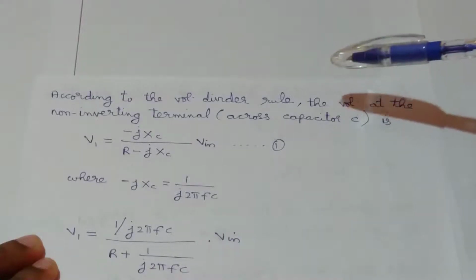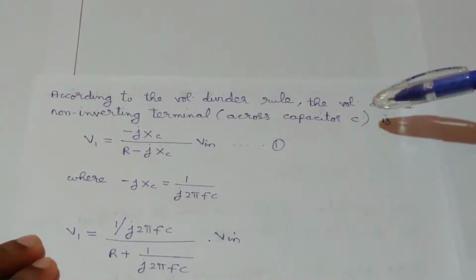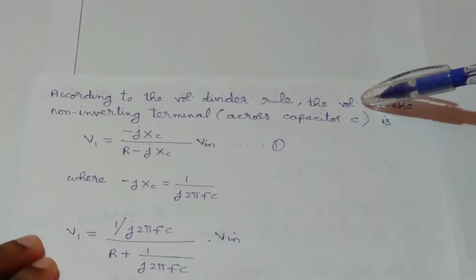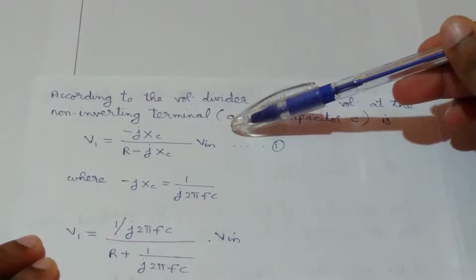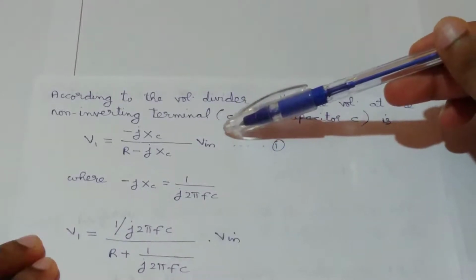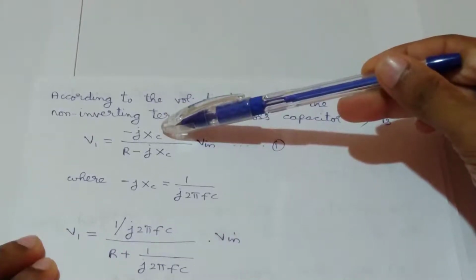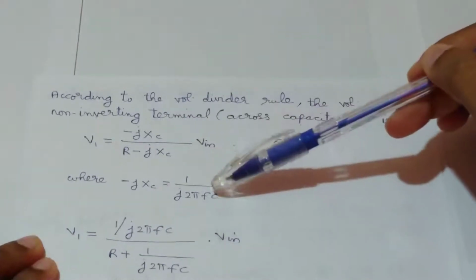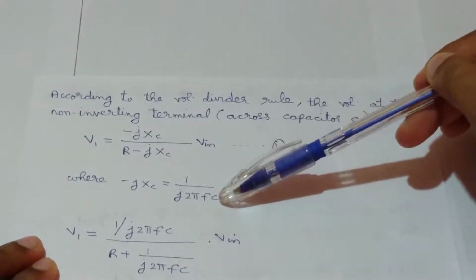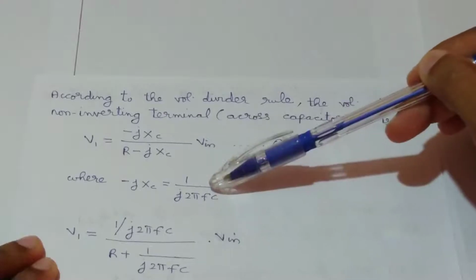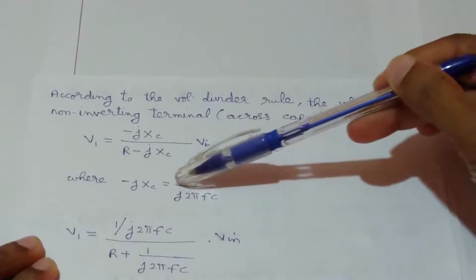So according to the voltage division rule, the voltage at the non-inverting terminal of the op-amp, or the voltage across the capacitor C, is given by V1 is equal to minus jXc divided by R minus jXc into Vin. But this minus jXc is the impedance of the capacitor. And we know minus jXc is equal to 1 divided by j 2 pi f C, or 1 divided by S C, where S is j omega or j 2 pi f.